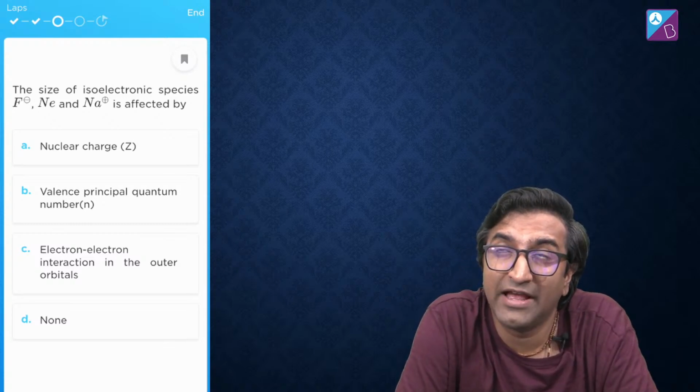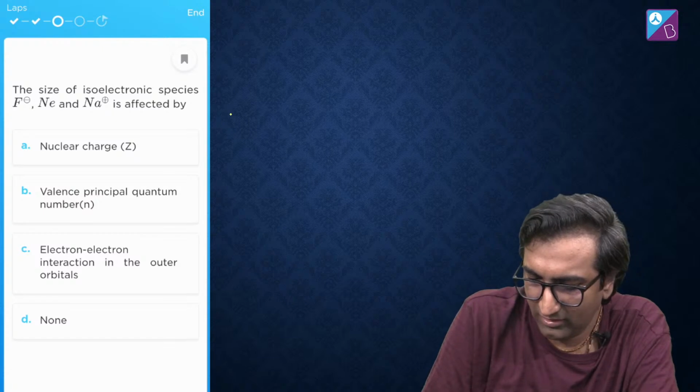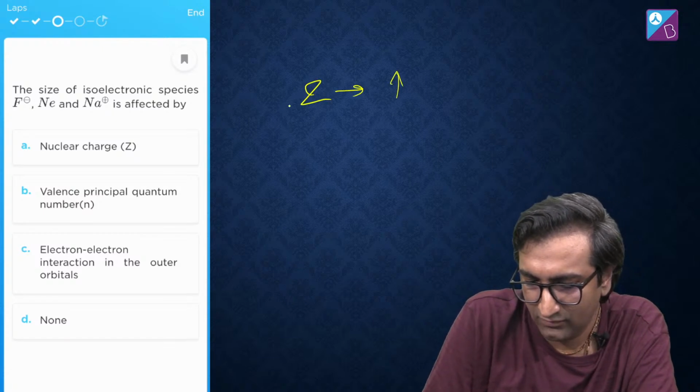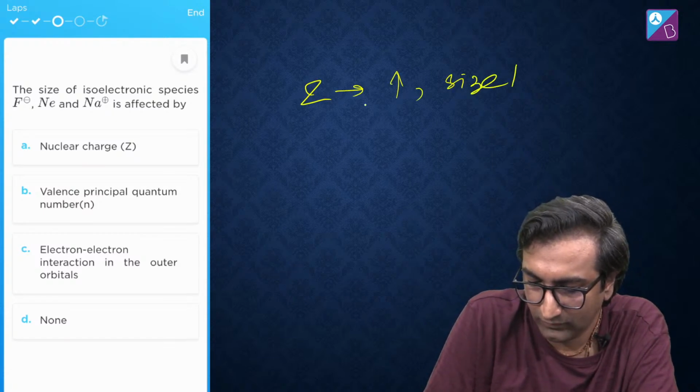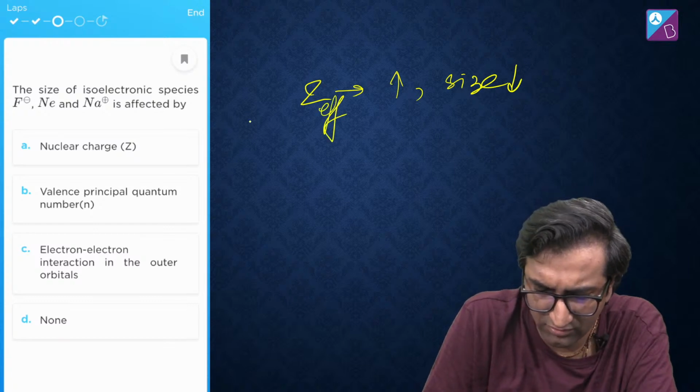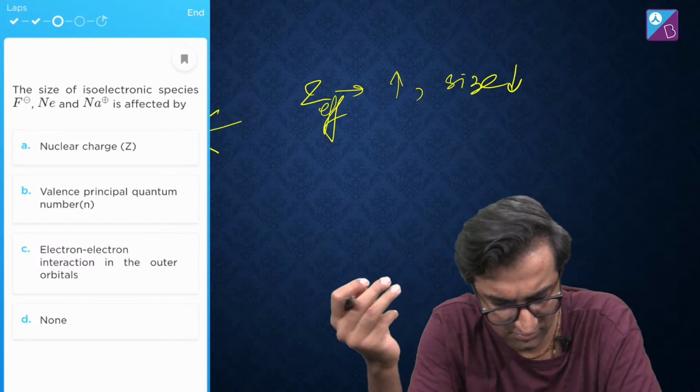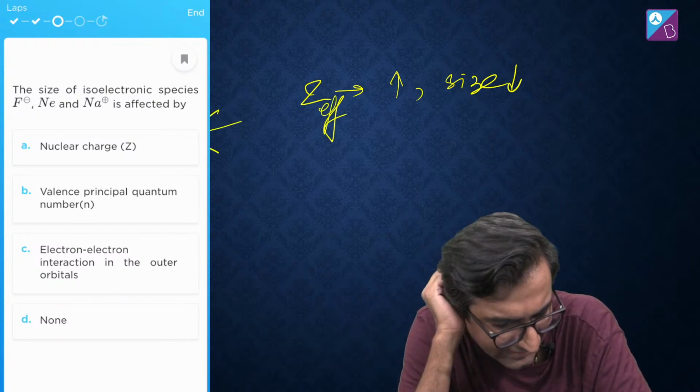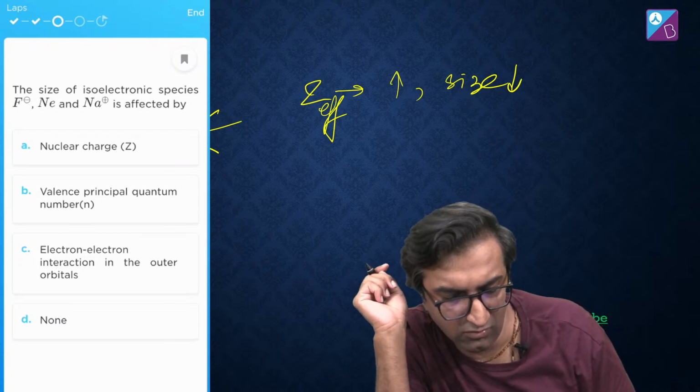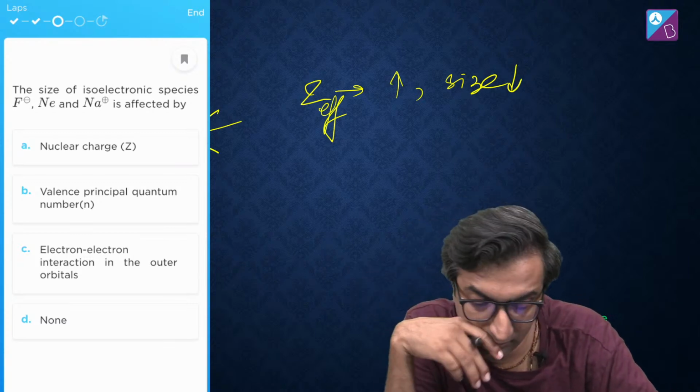Isoelectronic species का size depends on Z, right? Z जिसका होगा ज्यादा उसका size होगा कम. Which means what is Z? Z effectively ले लो. So nuclear charge. Right? I think it should be A. Okay, but there is also one more thing.